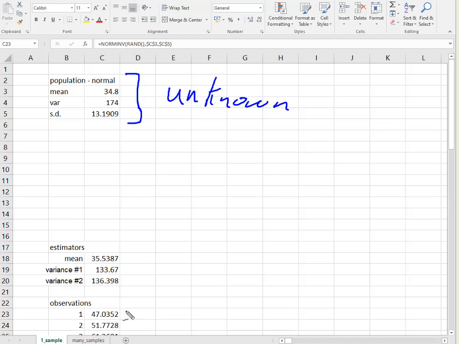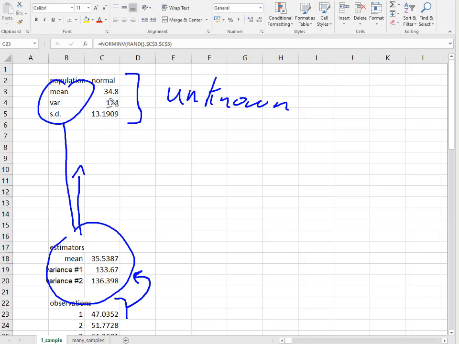So what you want to know is, can you, from this sample, get some estimators which let you estimate this? This is unknown. All you can see is the sample. Based on the sample, can you try and estimate these things? And if so, how accurate will that be? That's what we're going to try and do. We can't do anything based on this because it's not known.